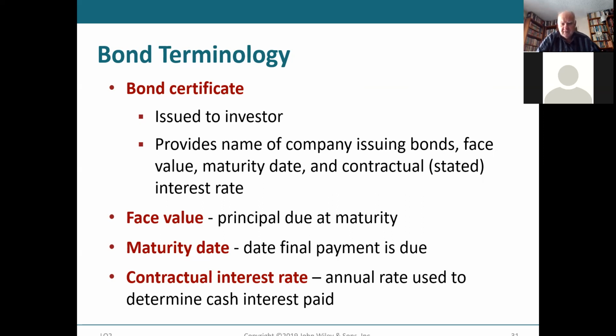The maturity date is the last day of the life of the bond when the final payment is due. And the contractual interest rate is the annual rate used to determine the cash interest. A better word would be the coupon rate, the stated rate, the annual rate on that bond.